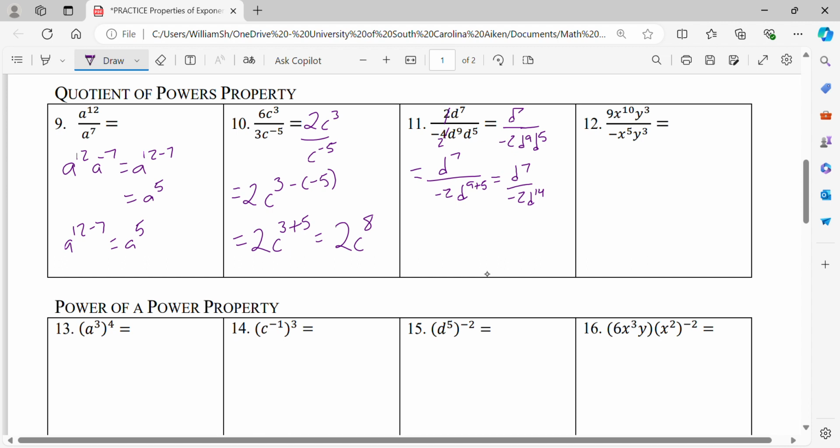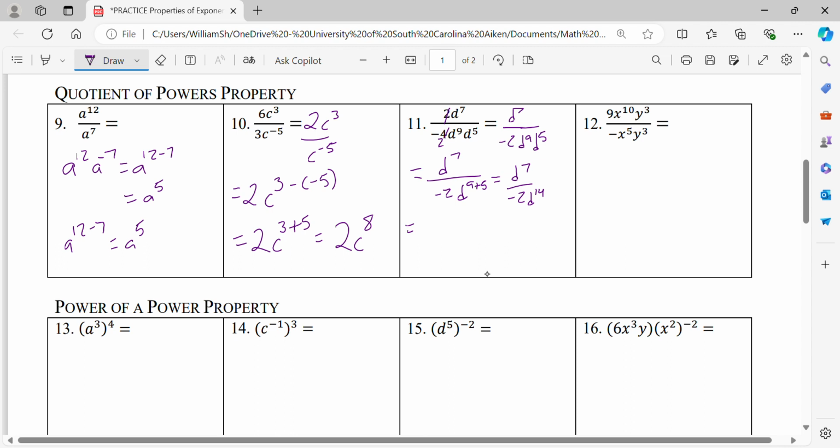Now, here is where we do something a little different. Because if we remember back to our original instructions, we do not want a negative exponent in our answer. If I were to bring this 14 up and subtract it, 7 minus 14 would give us a negative 7.